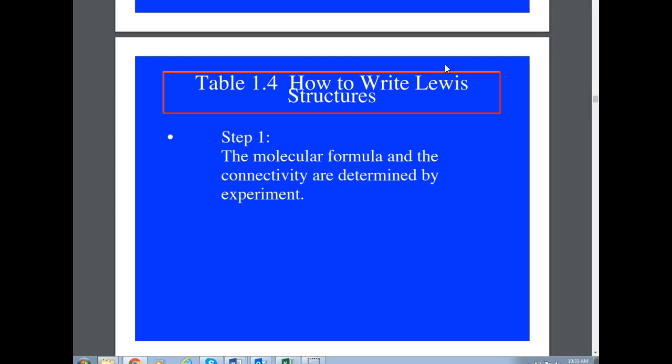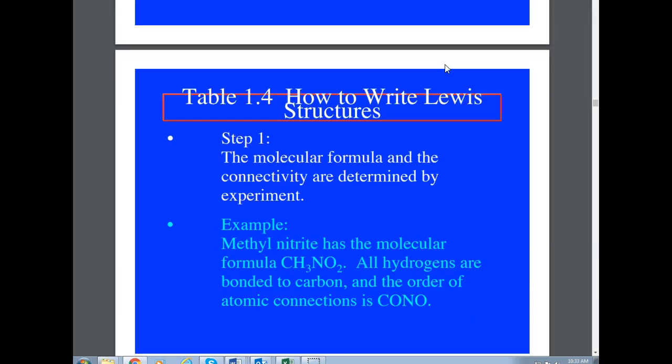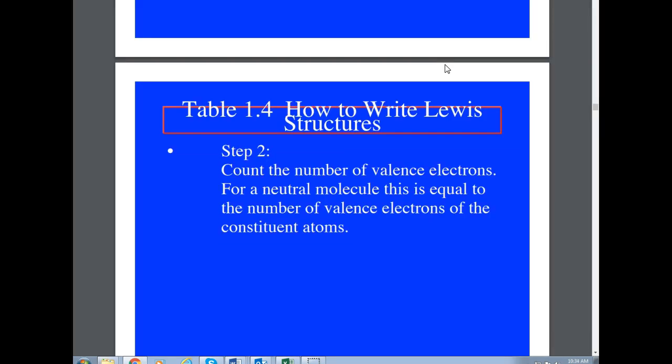And so let's go through the steps. So we look at the formula and we try to figure out what's the central atom. And we try to figure out how everything's connected together. Usually carbon wants to be in the center of atoms. And hydrogens are going to be bonded to the carbon. And we count all the valence electrons, and we add those up.